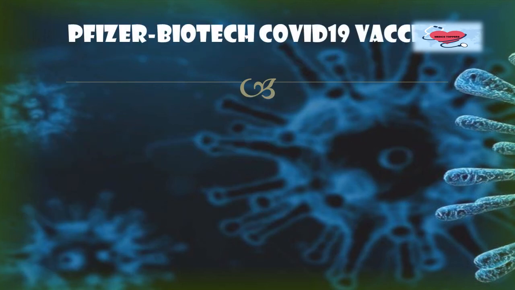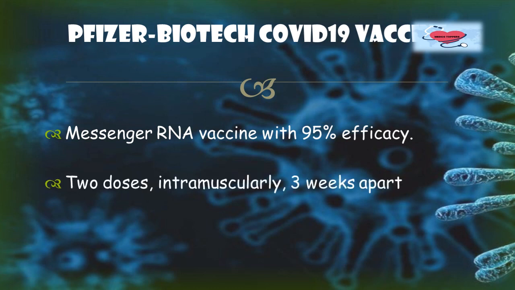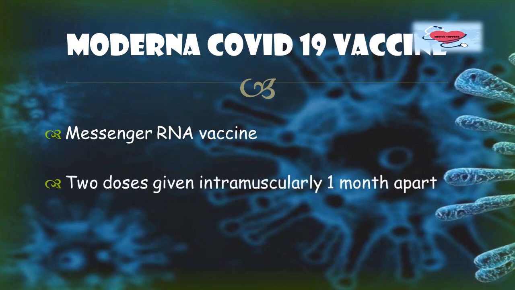Then comes the Pfizer BioNTech COVID-19 vaccine. It is a messenger RNA vaccine with 95% efficacy. 2 doses intramuscularly, 3 weeks apart. The storage is at minus 70 degrees Celsius. Then the Moderna COVID-19 vaccine. It is also a messenger RNA vaccine, with 2 doses given intramuscularly 1 month apart, and the storage is from minus 25 degrees Celsius to minus 15 degrees Celsius.